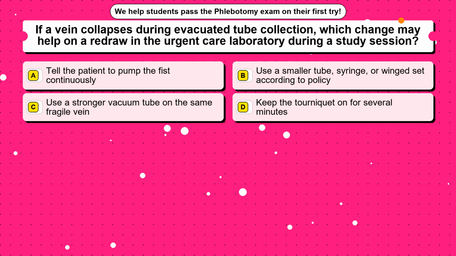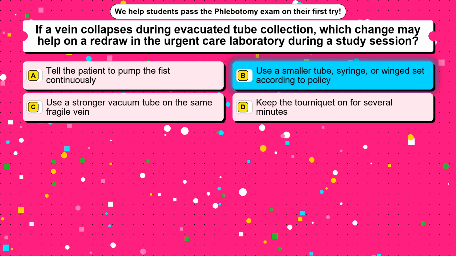Option C. Use a stronger vacuum tube on the same fragile vein. Option D. Keep the tourniquet on for several minutes. The correct answer is option B.